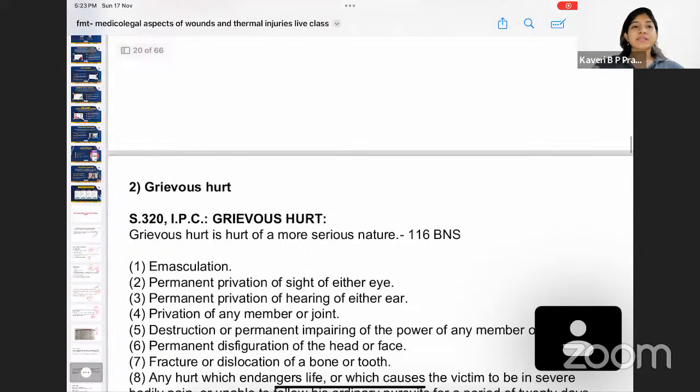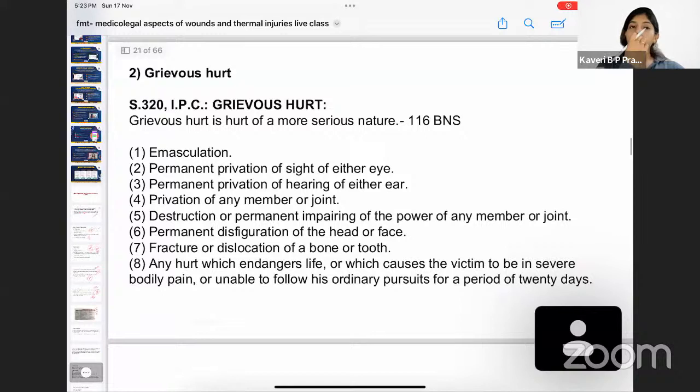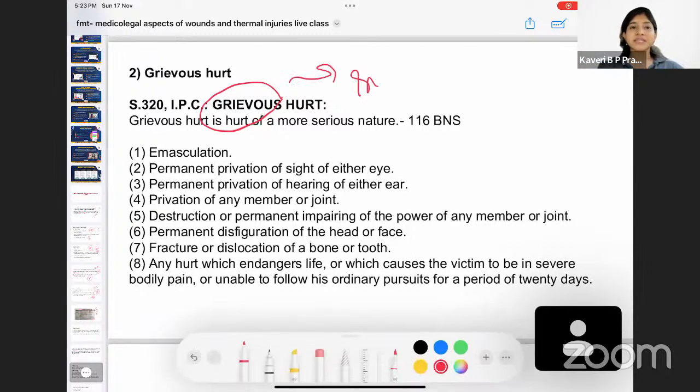Now coming to the next question, grievous hurt. So what do you understand by grievous hurt? Grievous, as the name suggests, means of a serious nature. Initially it came under Section 320 of IPC. Now the entire IPC has been changed into BNS, the Bharatiya Nyaya Sanhita. So under BNS, grievous hurt comes under Section 116.